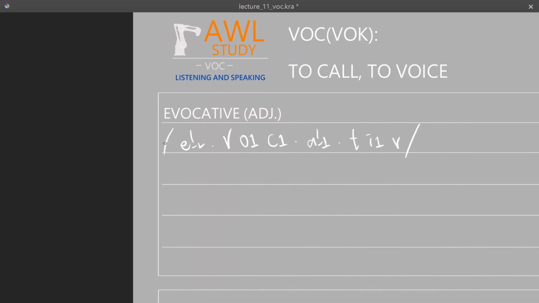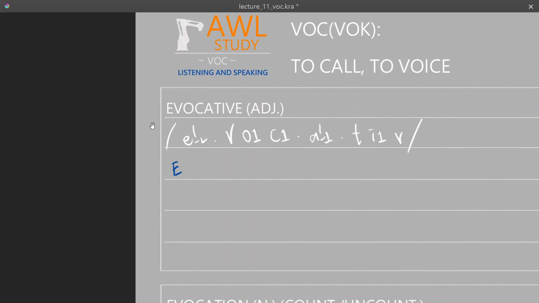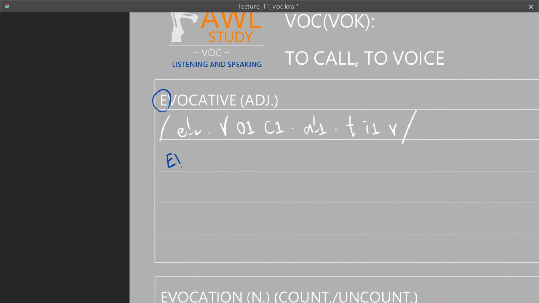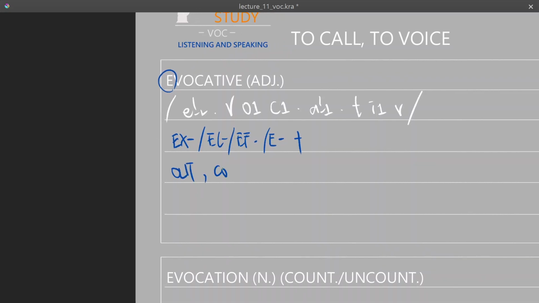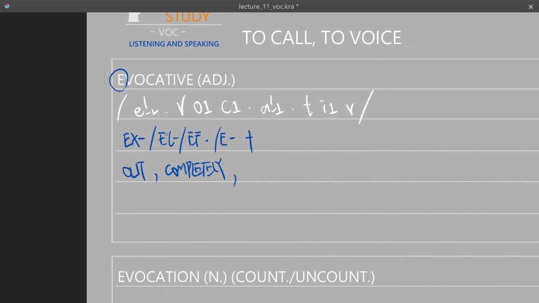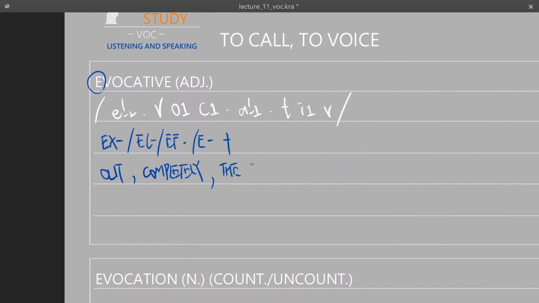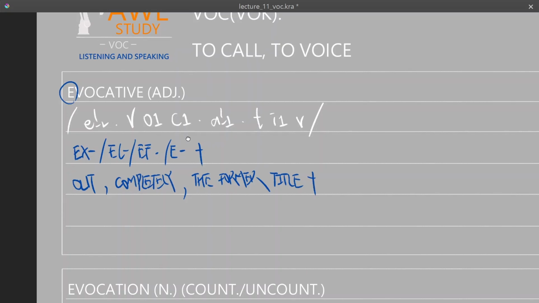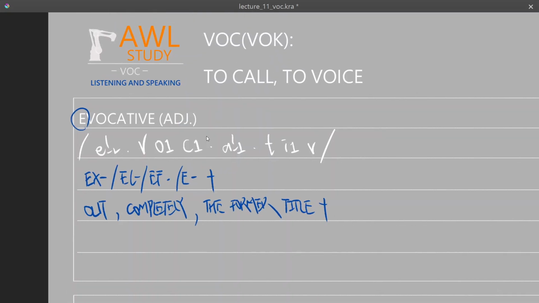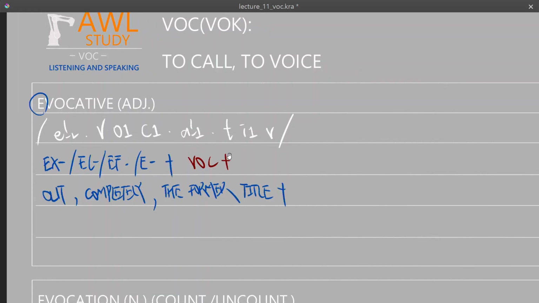And we have again the prefix e, a variant of ex. Simply e, meaning out, completely, or the former title. And we have the root voc, meaning to call.